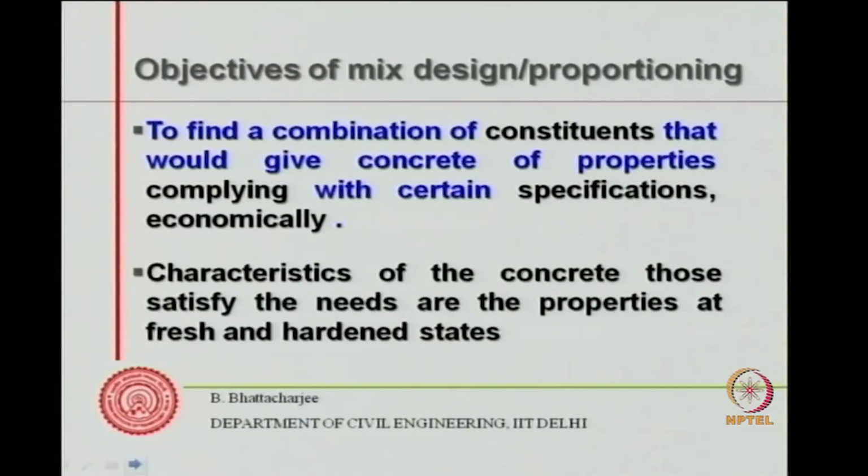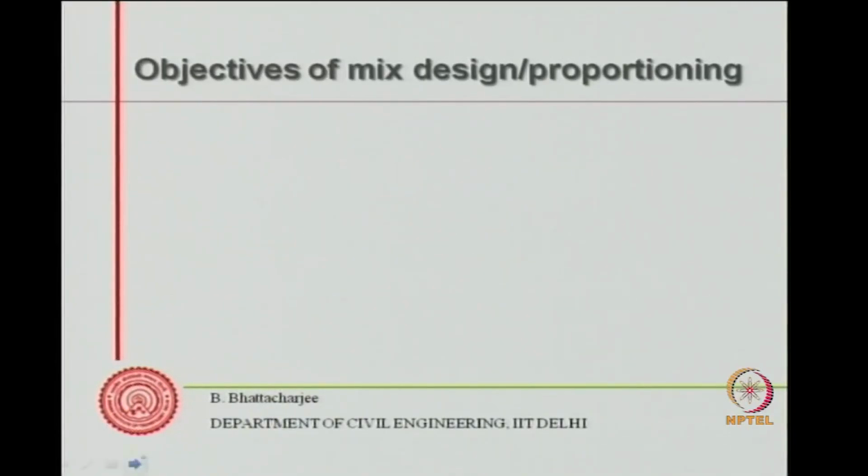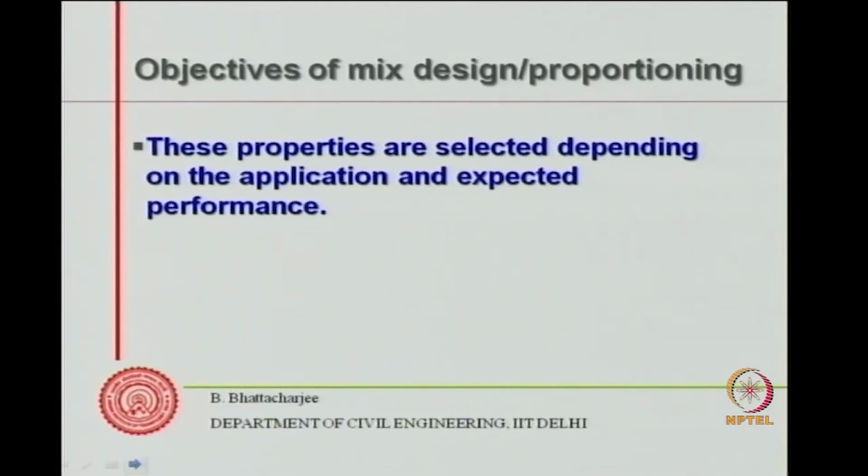certain properties, and those properties are decided based on certain specifications. The characteristics of the concrete that we must satisfy are the properties of fresh and hardened concrete. Constituents we would select such that we get the properties of concrete with certain specifications. Now the specifications are in terms of properties of the fresh and hardened state. These properties are of course selected based on application and expected performance. So it is important to understand expected performance, right?